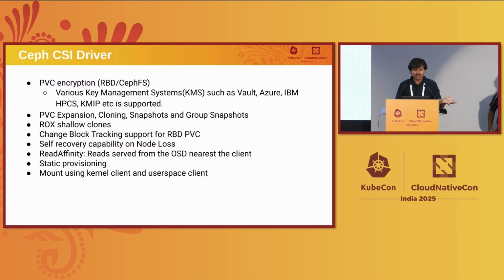These are the most stable functionalities: expansion, cloning, and snapshot. Group snapshot is pretty new, but we've tested it a lot, so group snapshot can be considered stable as well.